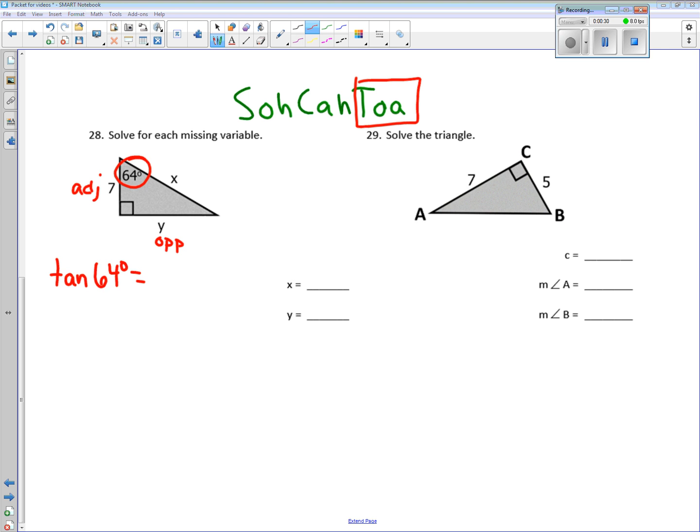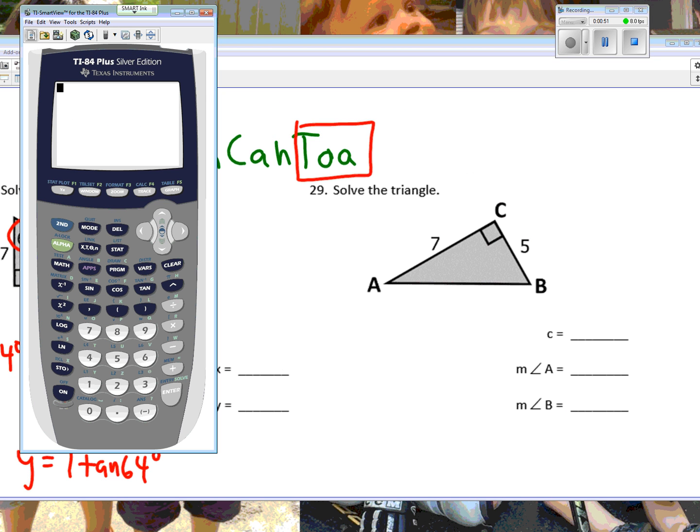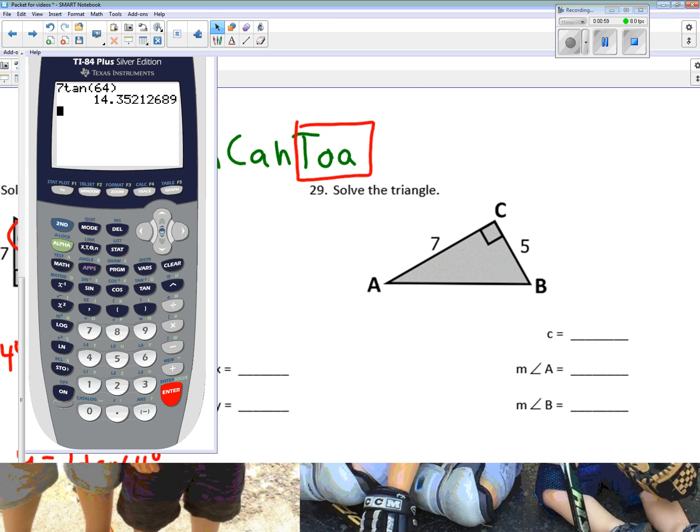Tangent of 64 degrees equals the opposite over the adjacent. So now it's just basically a fraction. We're going to get rid of the denominator, so I'll multiply both sides by 7. So y will equal whatever 7 times the tangent of 64 degrees is. And that is going to be about 14.35, we'll call it.